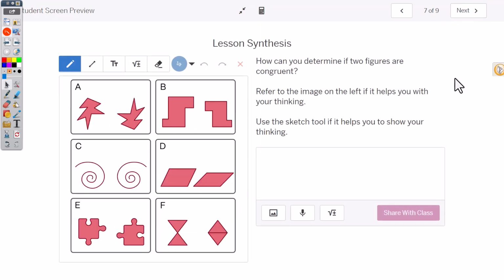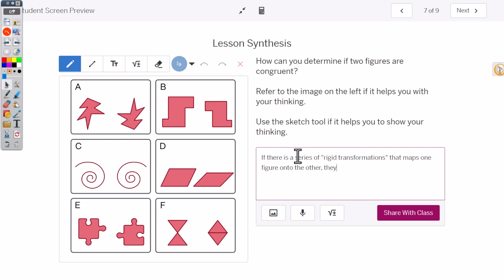So to pull all this together, how can you determine if two figures are congruent? Well, if there is a series of what we call rigid transformations, and those are the translations, rotations, and reflections that we've been talking about, if there's a series of rigid transformations that maps one figure onto the other, then they are congruent.